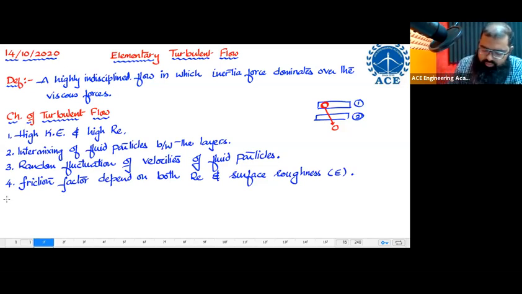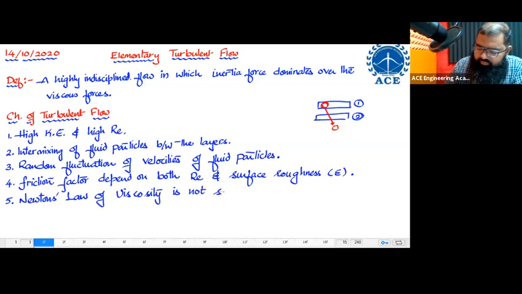After this, the next point you are supposed to remember is that in the case of turbulent flow, Newton's law of viscosity is not sufficient to identify the shear stress.